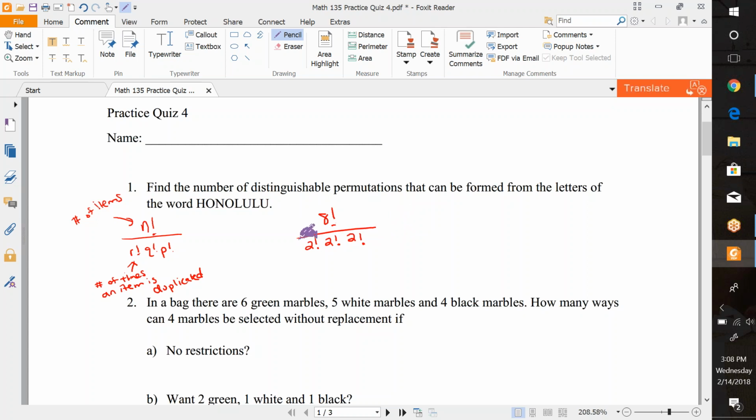If you have your calculator, obviously you could type all this in if you wanted, but you would need to make sure you put parentheses around the denominator. If you want to expand it out, this would be 8 times 7 times 6 times 5 times 4 times 3 times 2 times 1, over each of these would be 2 times 1.